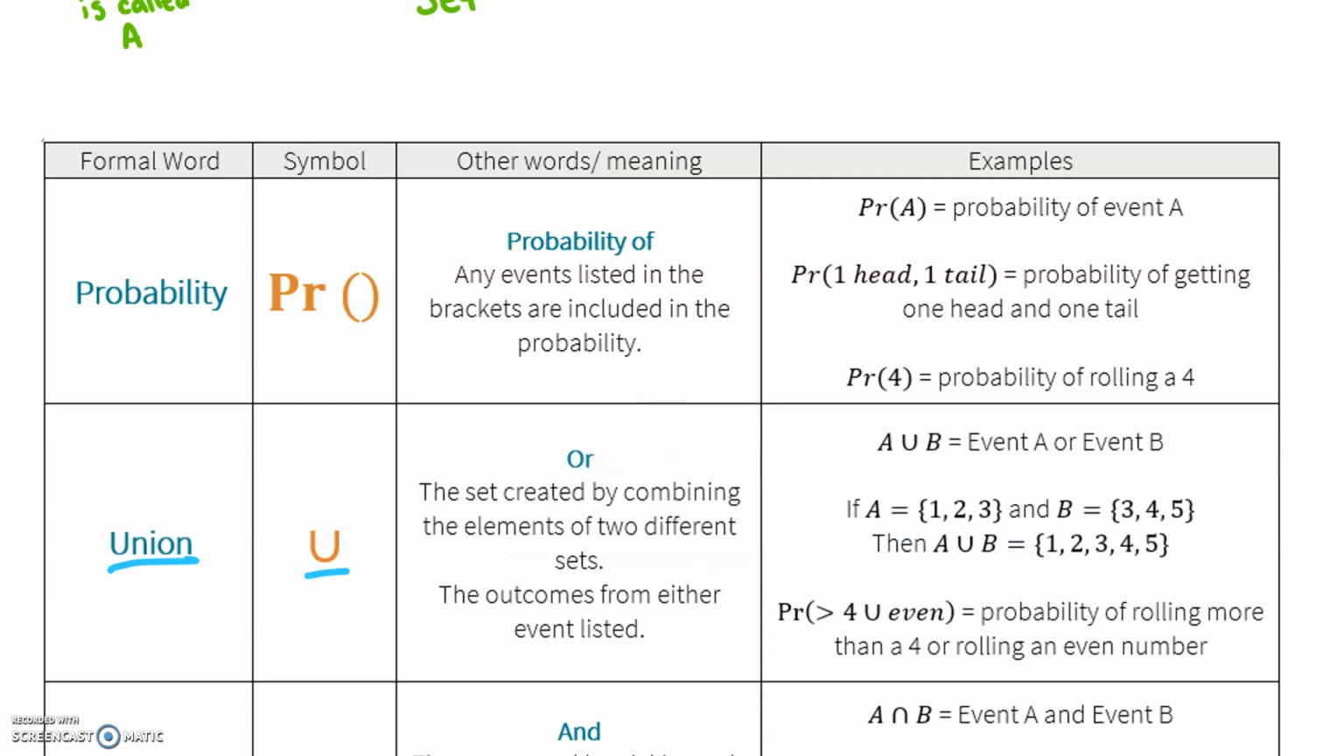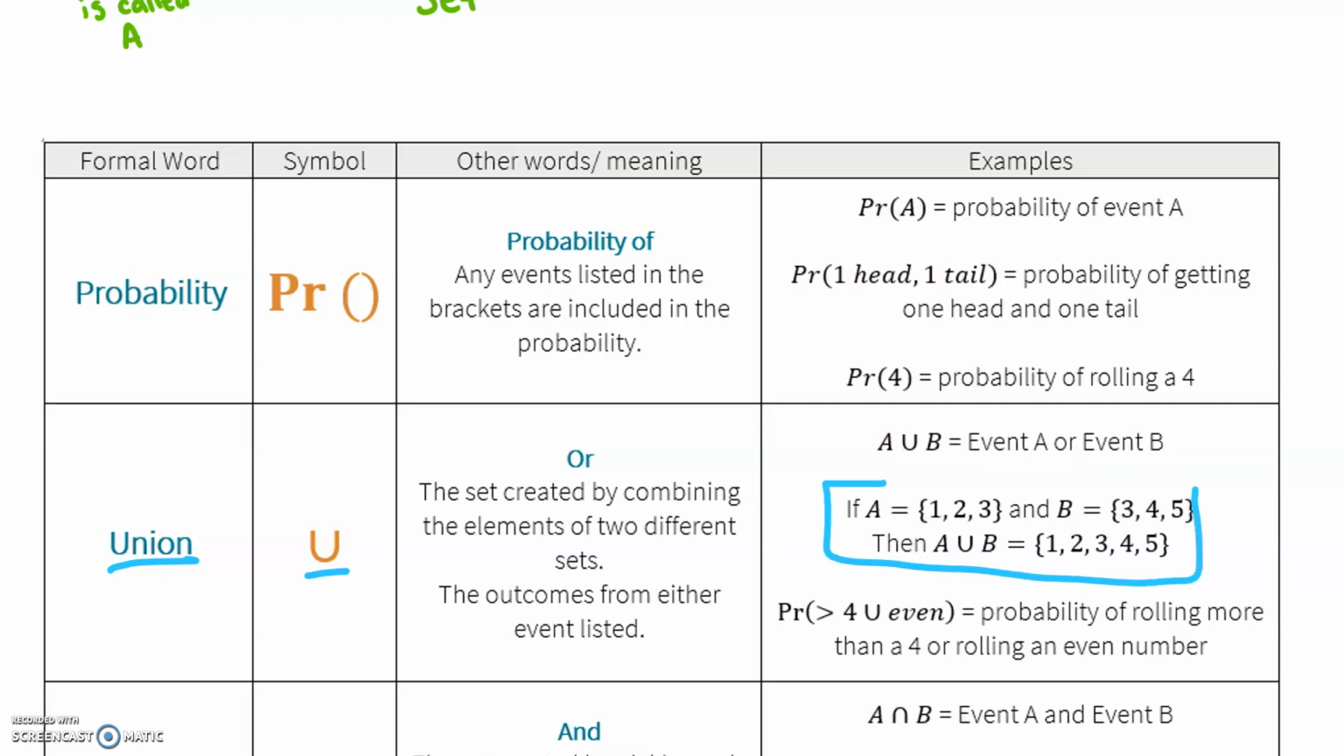Kind of think of it like a marriage, I guess. So if we have some examples here, this says event A or event B, or you could say A union B. It's not very common for people to read it out loud as union. Usually you just say or, but it's still correct.